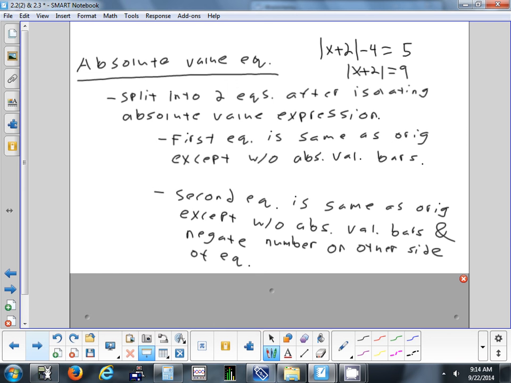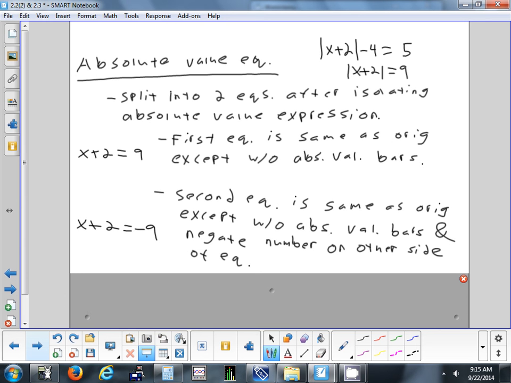Okay, so my first equation here would be x plus 2 equals 9, and we would solve. Using the directions in the second step, anybody think they could tell me what the second equation would be? Yeah? x plus 2 equals -9. Yeah, x plus 2 equals -9. You'd solve each equation, and you'd get two answers.